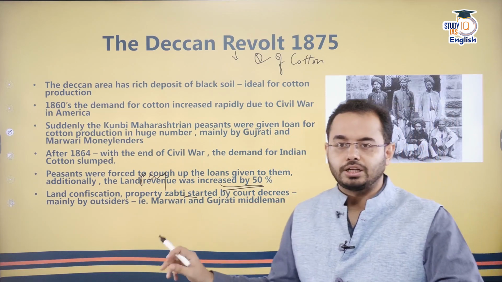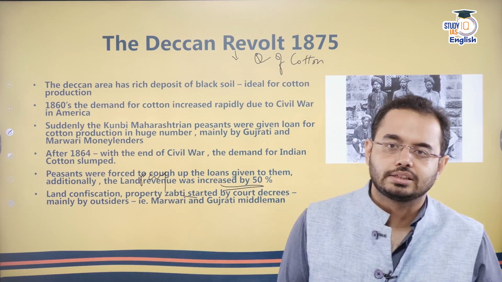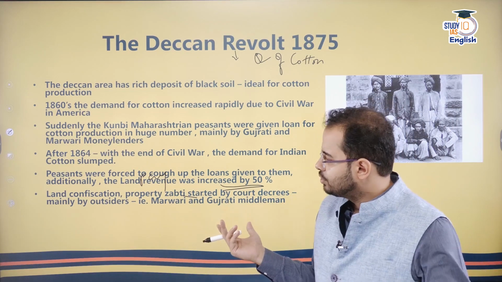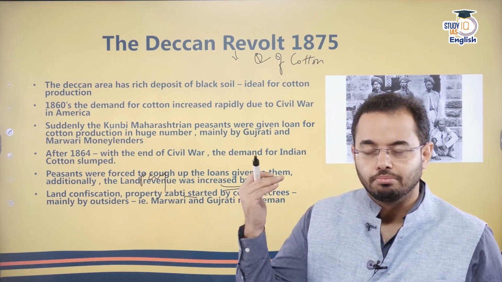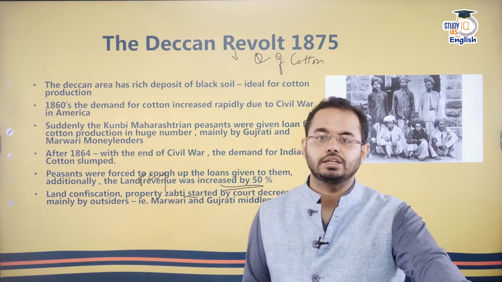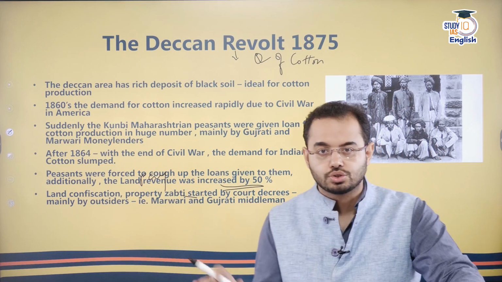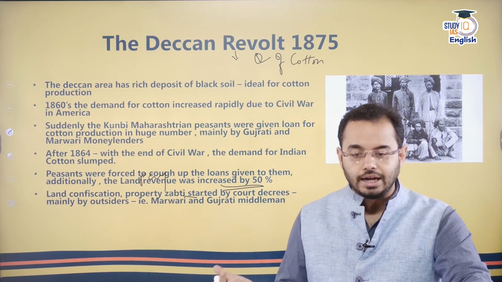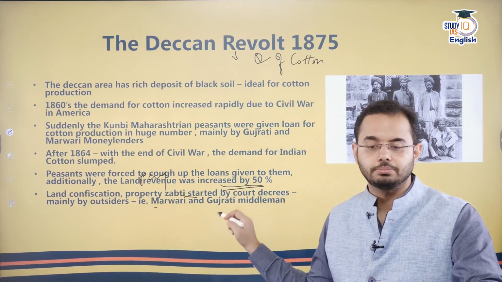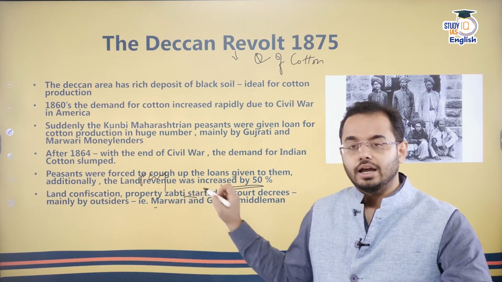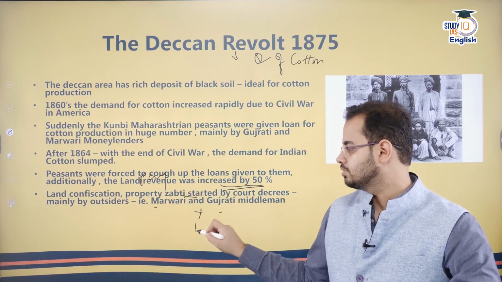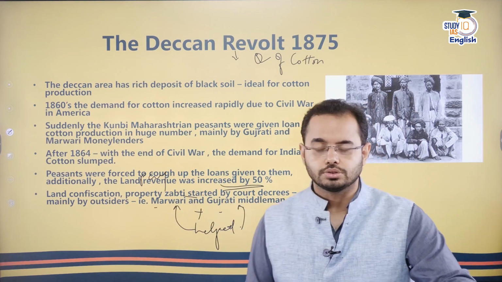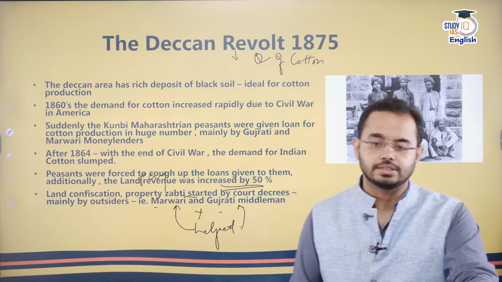The court decrees particularly made that their property, their farms, even their houses were razed to the ground. Even their animal wealth was taken away by the Marwadi and Gujarati middlemen, or the money lenders, helped by the government itself, because the government courts helped these people to extract their loans from the poor peasants.